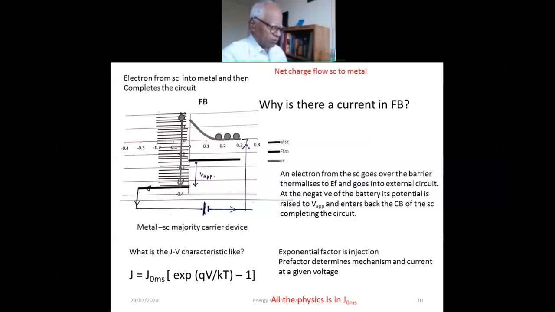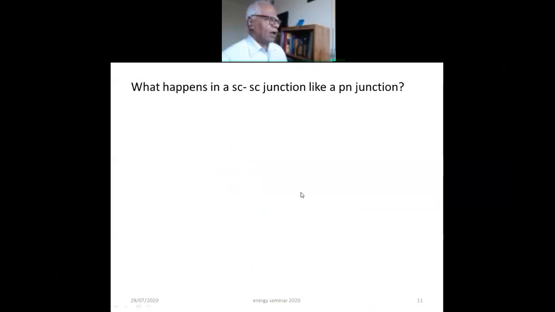So that's what it says. All the physics is in J naught. Now, I want to go over from a metal semiconductor to a PN junction. This is what happens when you have a semiconductor junction.